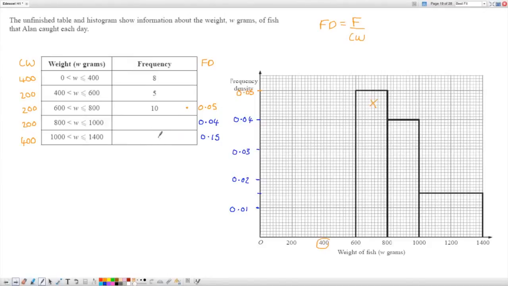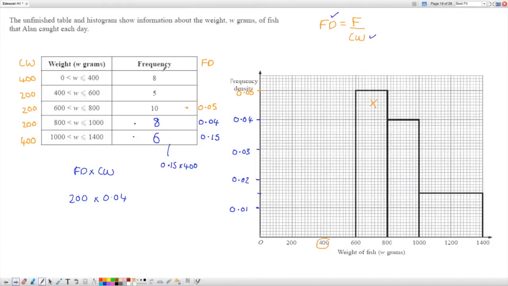Now we can use these to work backwards. If we've got the frequency density and we've got the class width, to find these two values here, we're going to multiply the frequency density by the class width. So our first one, we have 200 multiplied by 0.04, which gives us our frequency of 8. Then for here, frequency density 0.15 times 400 gives us our frequency of 6.